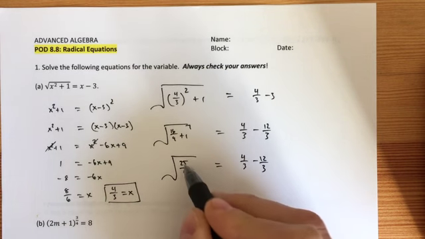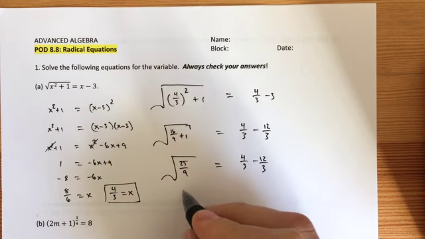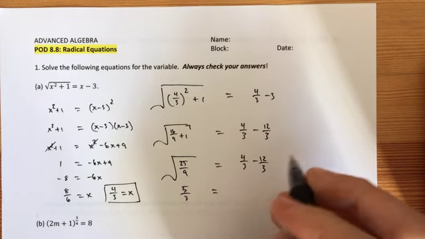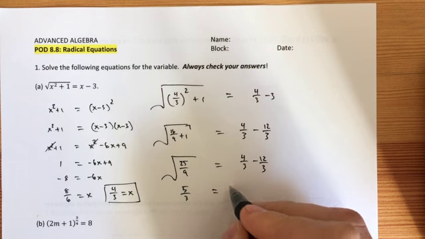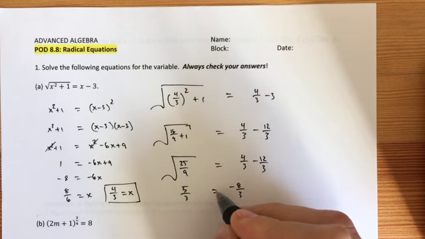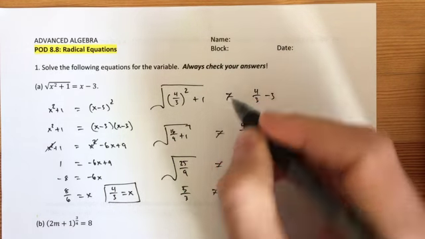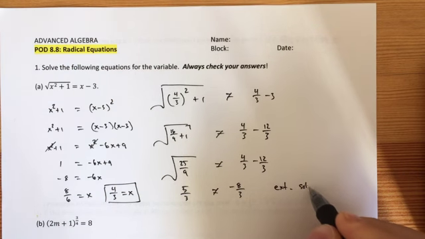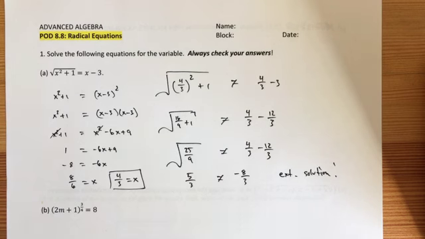Well, the square root of 25/9 is the square root of 25 divided by the square root of 9, which is 5/3. Does that equal 4/3 minus 12/3? 4 minus 12 is negative 8/3? No. So this is an extraneous solution. In other words, there are no solutions to this equation.